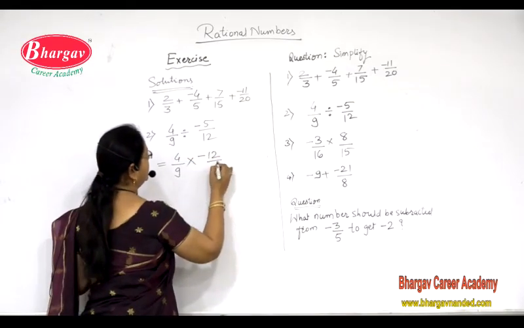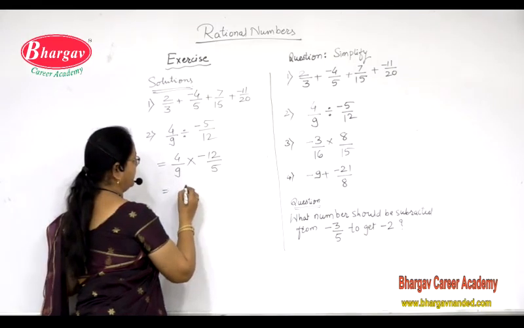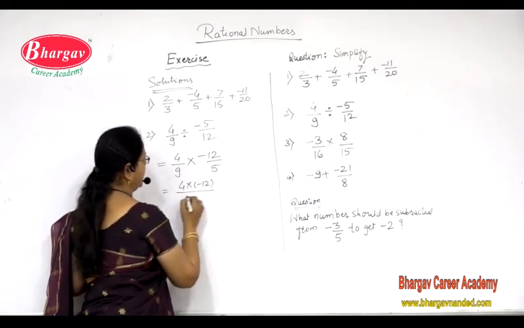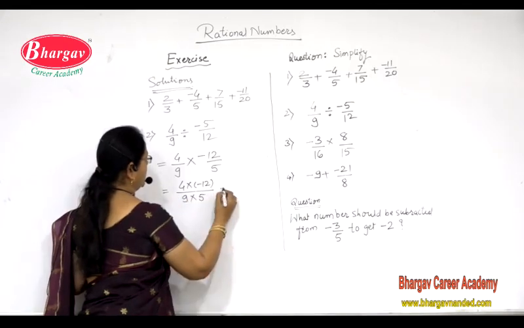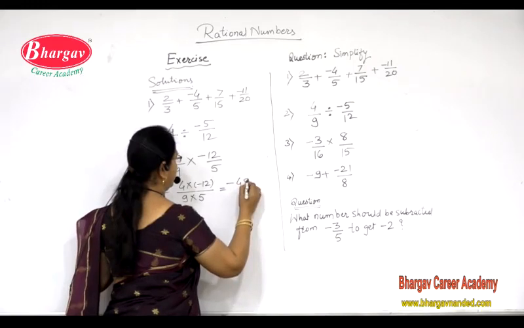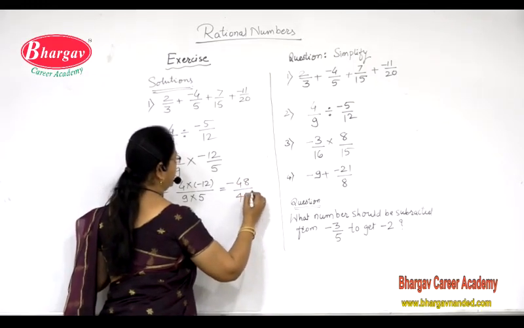as 12 by 5. And what is the rule of multiplication? Multiply numerator with numerator, and denominator with denominator. So what's the multiplication answer? It is 12 times 4, minus 48 divided by 45.